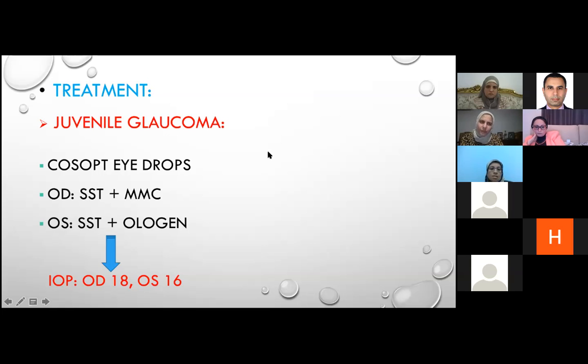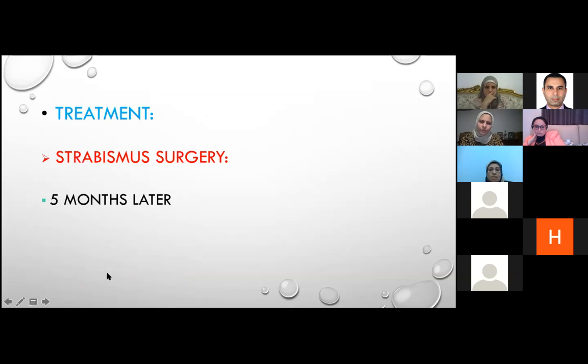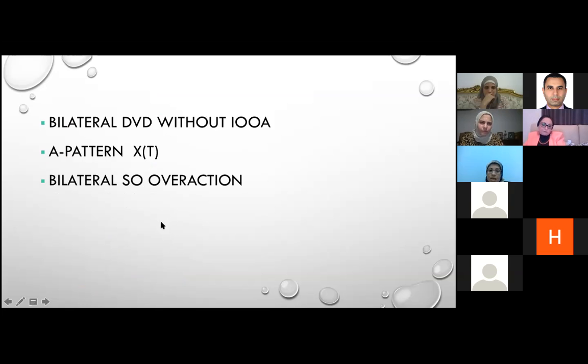Okay. So I started treatment with Cosopt eye drops until I scheduled the patient for surgery. I did bilateral subscleral trabeculectomies with mitomycin C on the right and a collagen implant on the left, and the intraocular pressure dropped to an average of 18 and 16 millimeters. Five months later, I did strabismus surgery. The patient has, as we said before, bilateral DVD without inferior oblique overaction, A pattern intermittent exotropia, and bilateral superior oblique overaction from the Helveston triad.